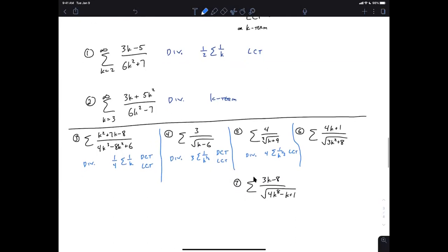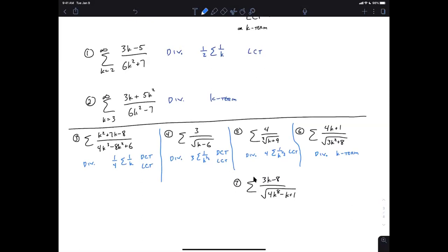Okay, on 6, you end up getting that the limit of the sequence is 4/3. So this diverges by the K-term test. So you would not need an easier series to compare it to.